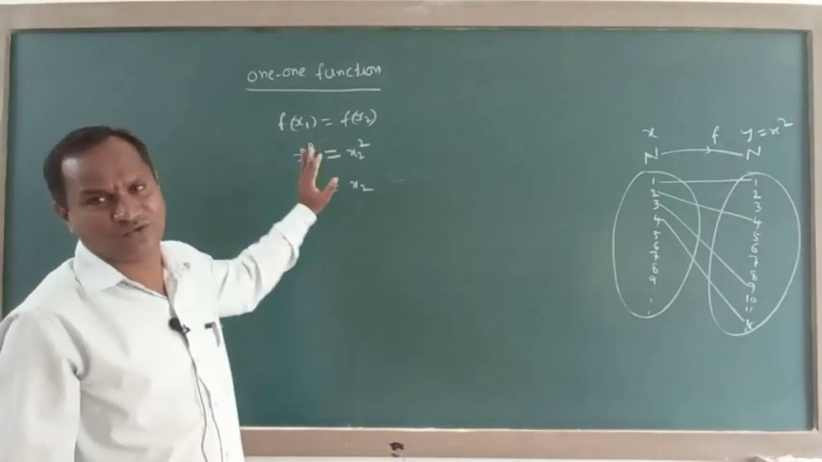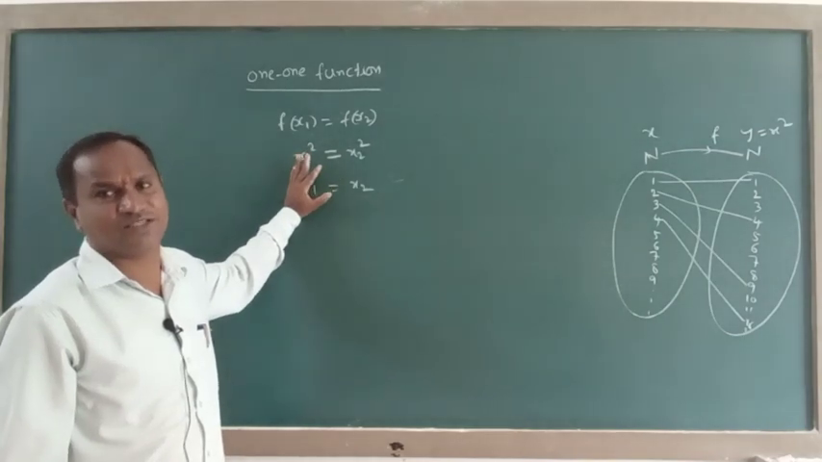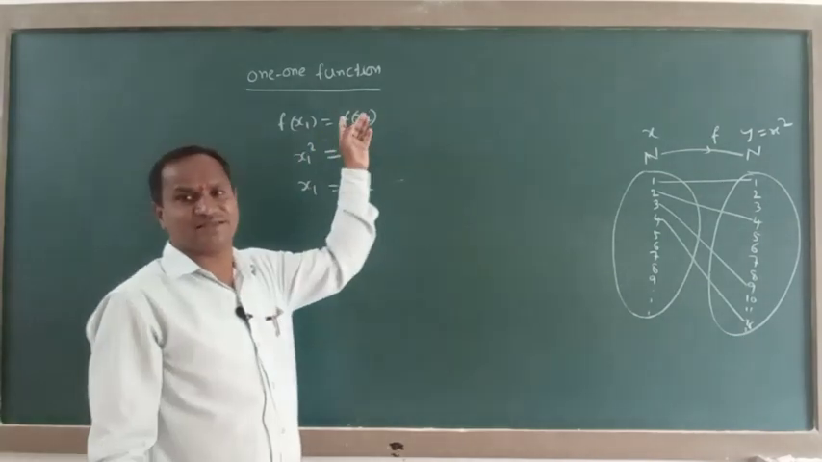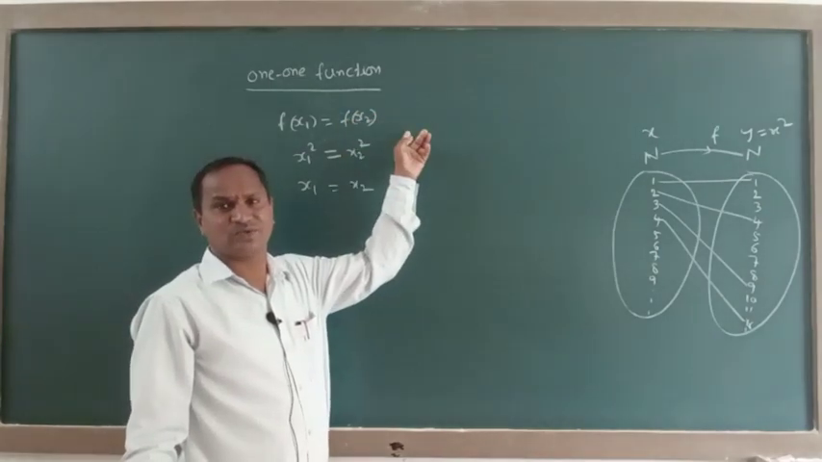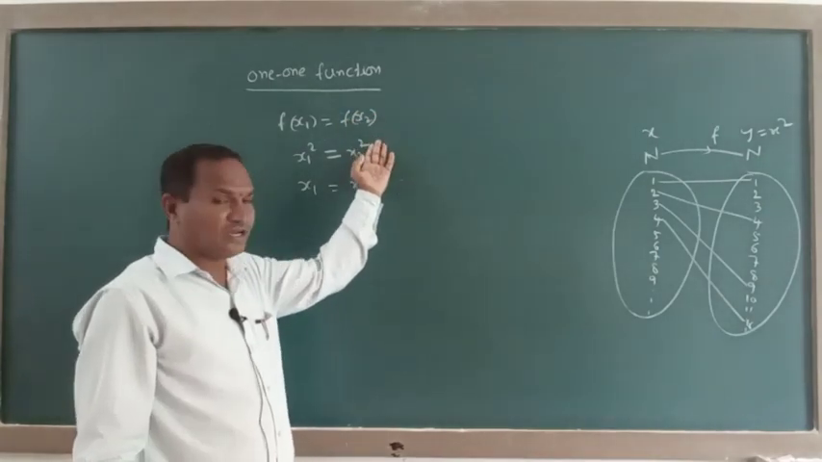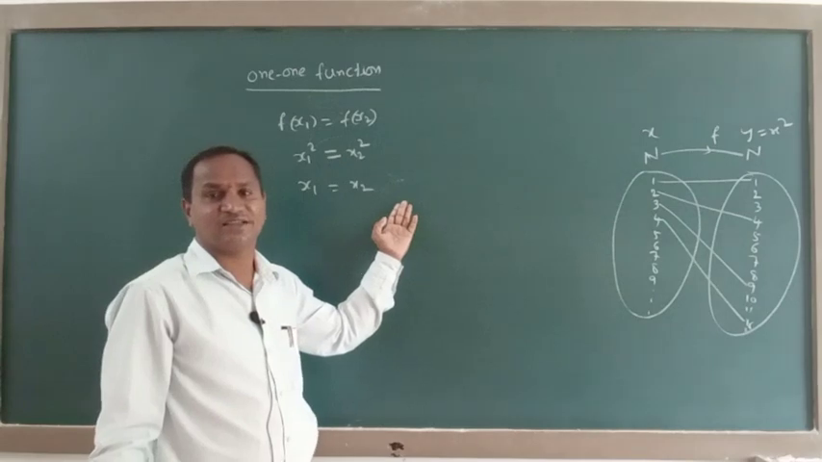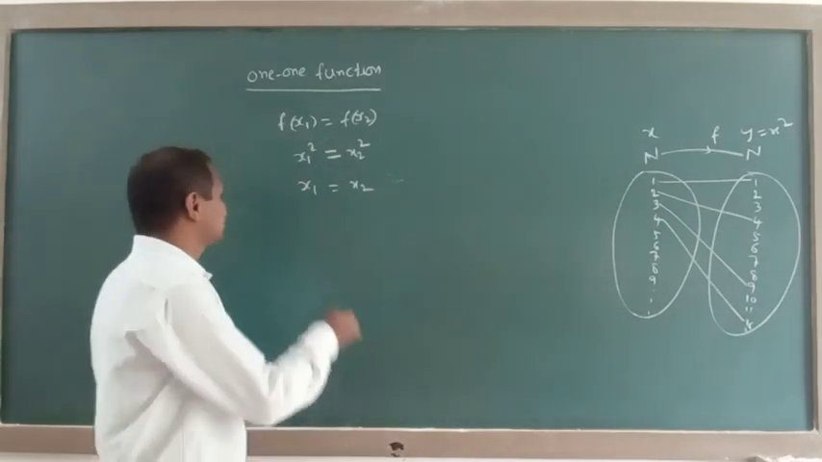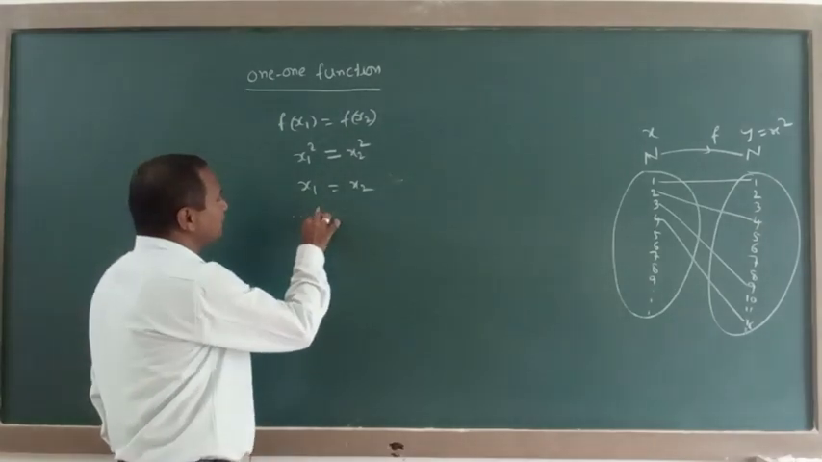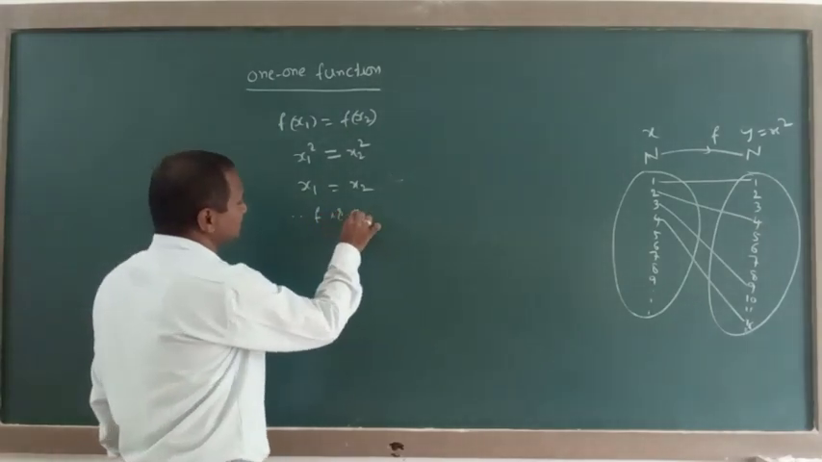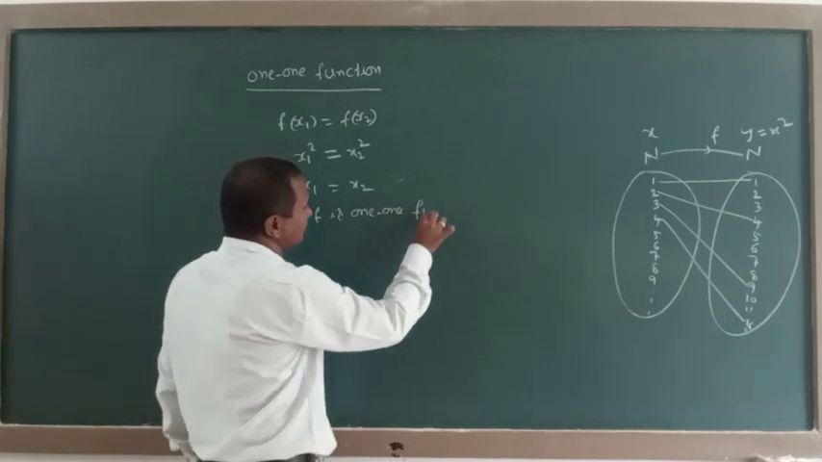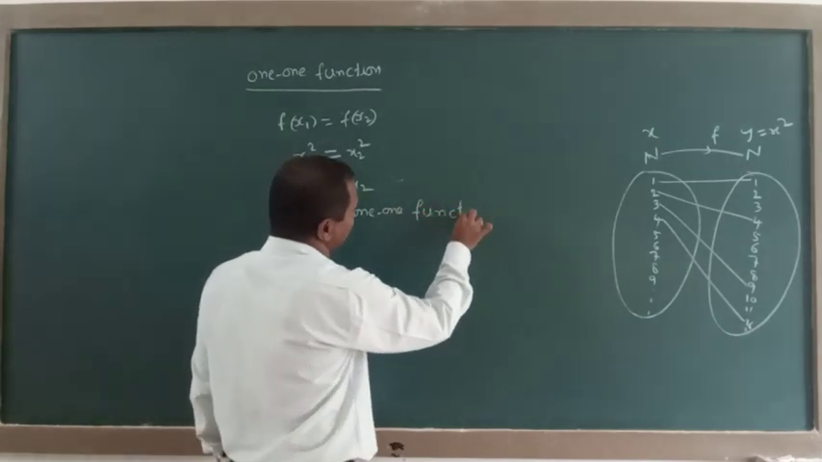Already I told also the solution. This is the procedure to solve one-one function problems. First we consider like this, f of x1 is equal to f of x2. On solving, finally you should get x1 is equal to x2. Then easily we can say that f is a one-one function. Therefore, f is one-one function, or injective function.